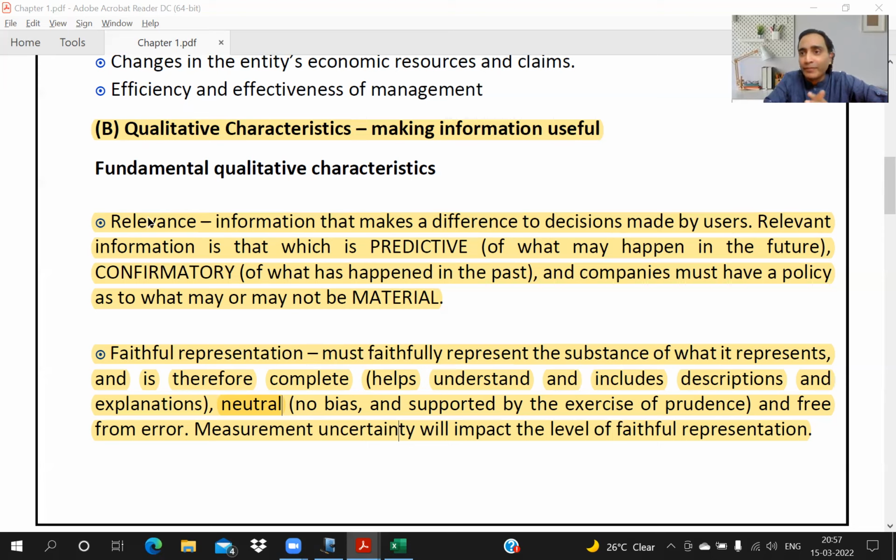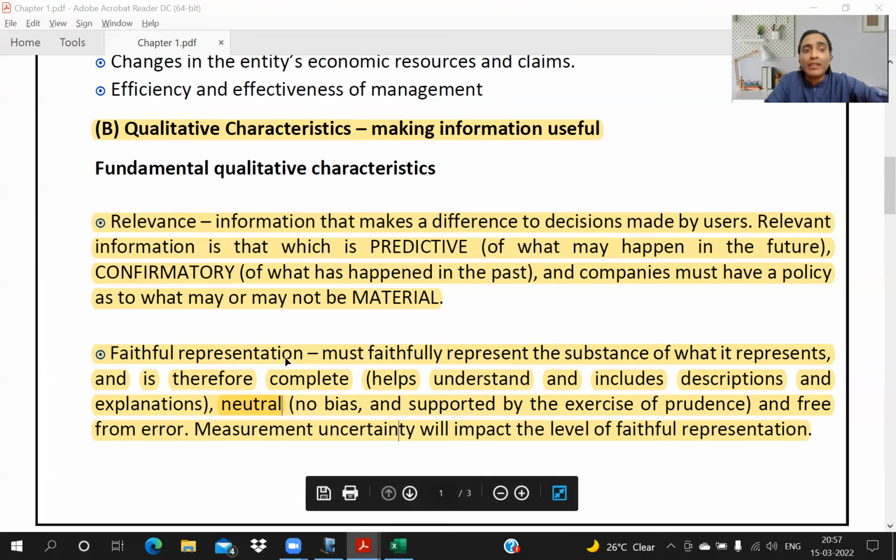Relevance will be lost. And both are important. Relevance and faithful representation, both are important. If you're not recognizing it, that means the financial statements have lost their confirmatory value. Something has happened, but you're not bringing it into the books. Relevance is lost. Something has happened, you're bringing it into the books, but the measurement of that thing is so uncertain that the financial statements are losing their faithful representation.